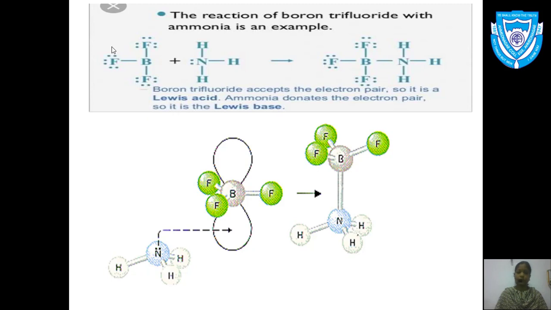Also, this Lewis concept is useful to explain the formation of transition metal coordination complexes, where the central metal ion acts as a Lewis acid, as its orbitals are empty and electron pairs can be easily accepted. While the ligands donate the pair of electrons to the central metal ion and act as Lewis bases.